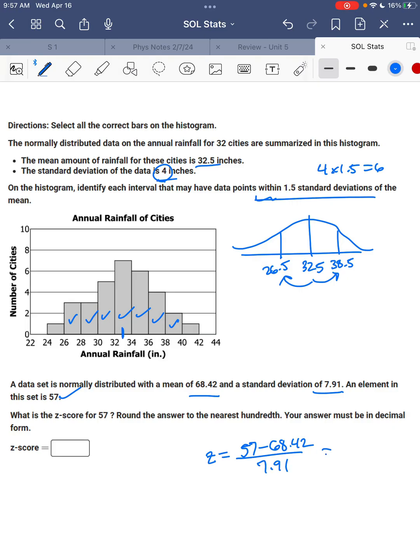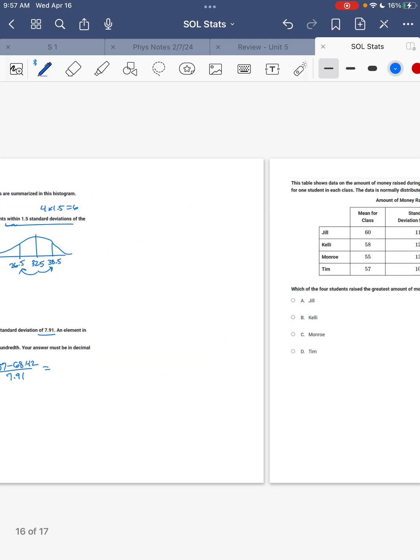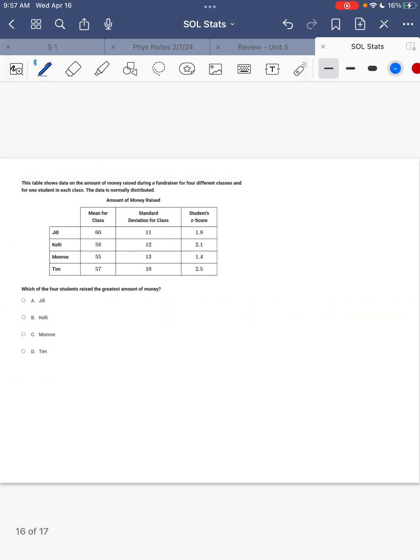All right, so you're going to expect a negative number because 57 minus 68 is going to be a negative. I'm just going to do this on my phone because I do not want to go back to the thing. All right, let's see. So 57 minus 68.42. I'm going to divide that by 7.91. So we get negative 1 point, and what did they say? Nearest hundredth, so 2 decimal places, 1.44. Okay. All right, and we got 2 more.